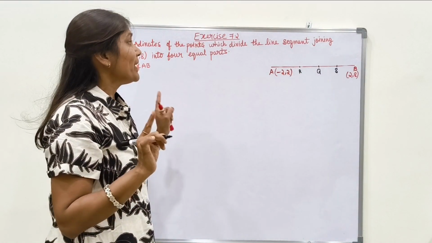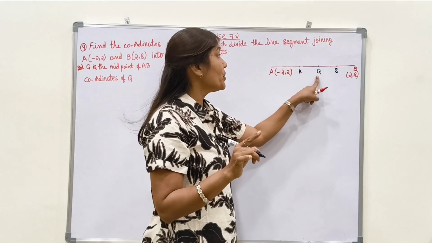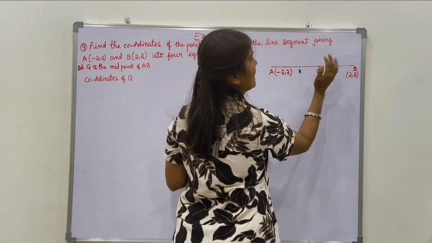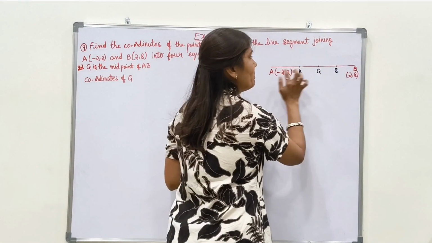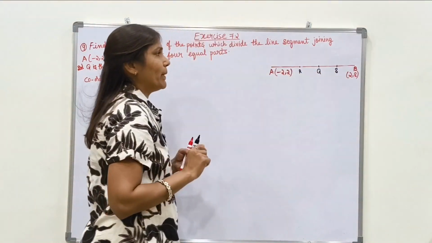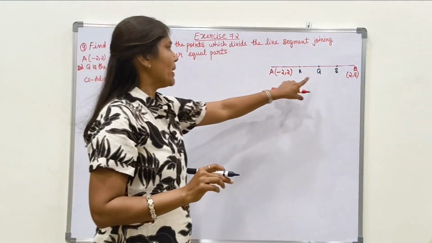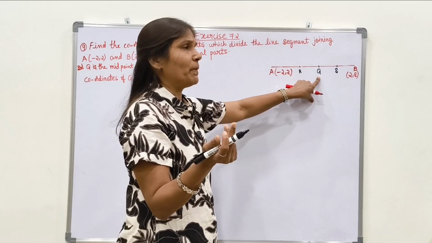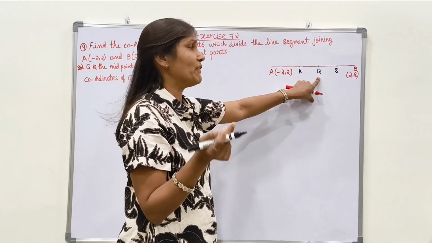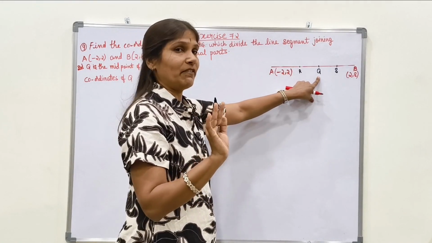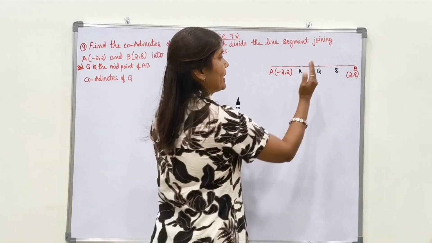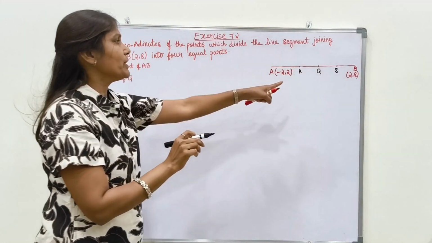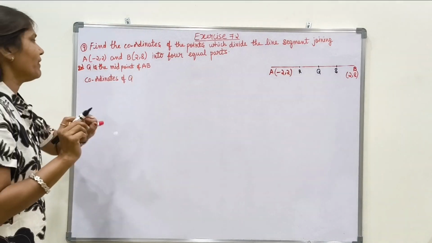You have to find. In this one, observe, Q is the midpoint of AB. Your joining has 2 parts here, and 2 parts here also. So Q is the midpoint of AB, so first we will find the coordinates of Q using the midpoint formula, (x1 plus x2) by 2, (y1 plus y2) by 2. We don't want to use the big formula. So this is the midpoint. Observe, 1, 2 parts here, and 1, 2 parts here also. So first you write here, Q is the midpoint of AB.